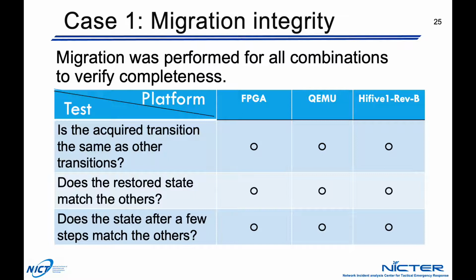We tested integrity of migration by migrating from one platform to another platform, and migration was also done from a platform to the same platform. We performed 3 tests on the destination platform. This table shows the result of the test. The leftmost column shows the purpose of the 3 tests, and the remaining columns correspond to the result of each platform. All 3 tests were passed for all platform combinations.